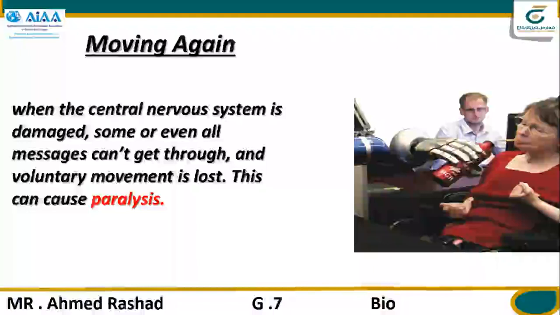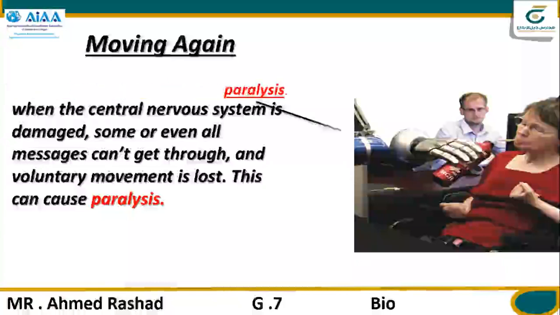So when the central nervous system, the main part of the nervous system, is damaged, some or even all messages cannot get through, and voluntary movement is lost. This can cause paralysis. Paralysis is a kind of disability of doing activity, specifically voluntary activity.